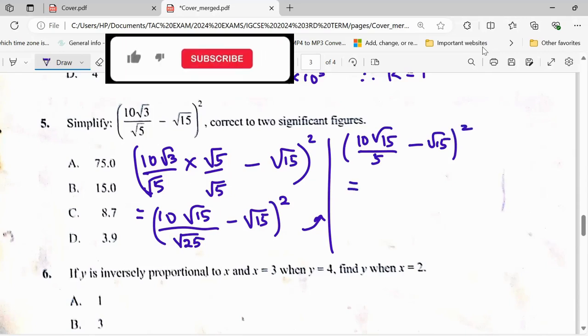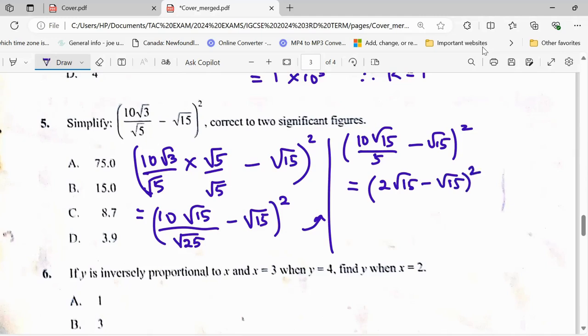Of course, 10 over 5 is 2, so we have 2 root 15 minus root 15 all squared. This will give us 2 root 15 minus root 15, which is actually just like you have 2s minus s, and it gives you s. So this is root 15 all squared, and this is 15. Of course, the square here and this square root will cross out. So you can write this as 15, and the most appropriate answer is B, which is 15.0. So we can mark this and proceed to the next question.